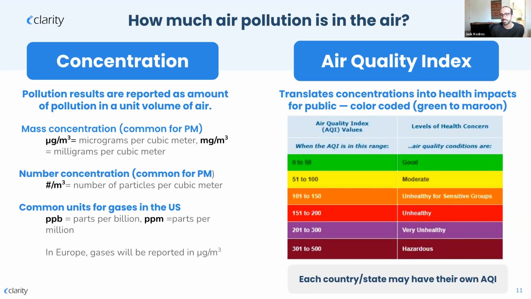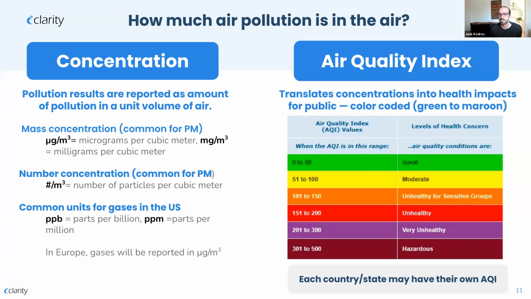In Europe, gases are reported in the same way as PM 2.5 commonly, micrograms per cubic meter. Again, the specific units are often done by convention for convenience. We can convert between them. They're all physical quantities. Now, on the right-hand side is an air quality index.